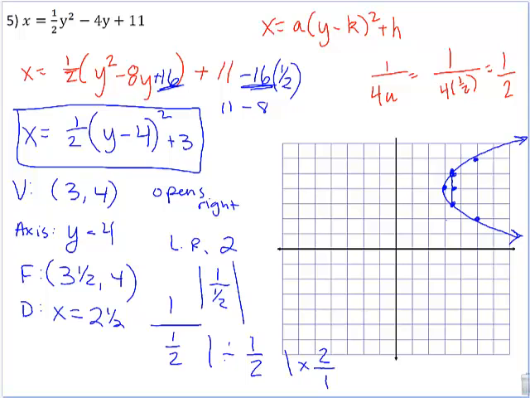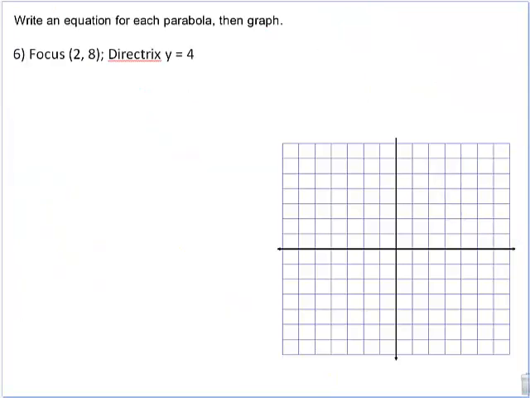All right, so now I'm going to give you a couple pieces of information, and you're going to write the equation. Okay? So here, I'm going to give you what the focus and the directrix are, and we want to figure out what the equation is. So here the focus is at 2, 8, and the directrix is at y equals 4. What do you think would be a good starting point if we wanted to figure out what this equation was?